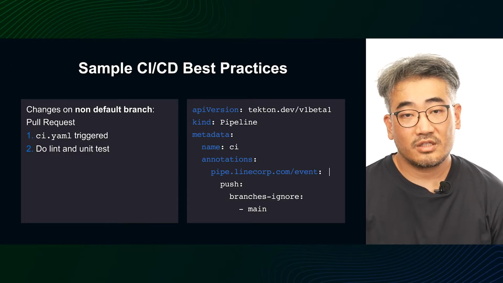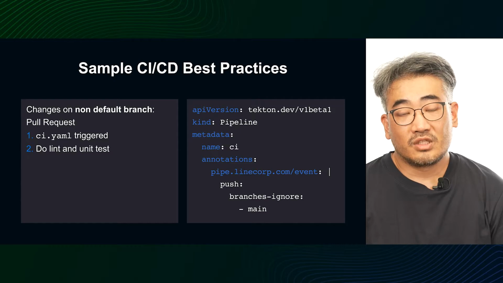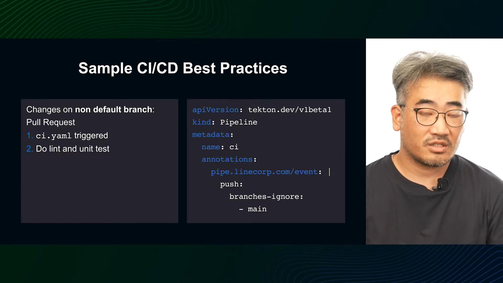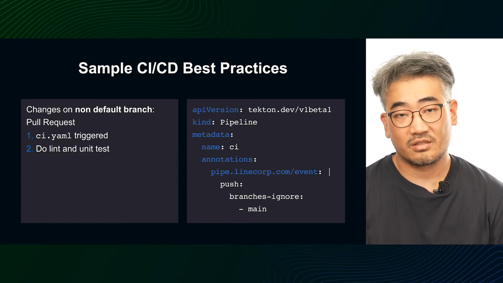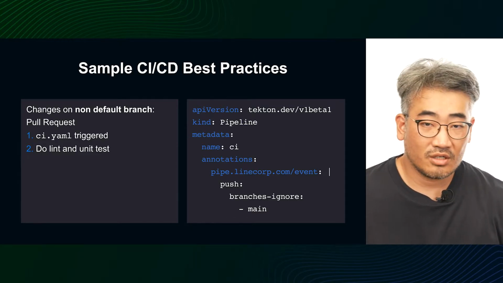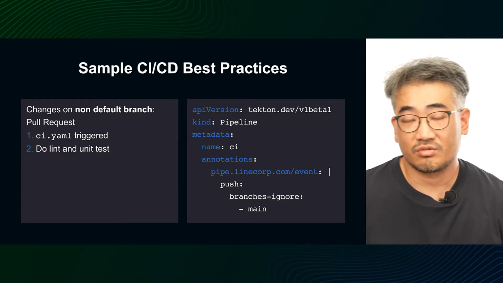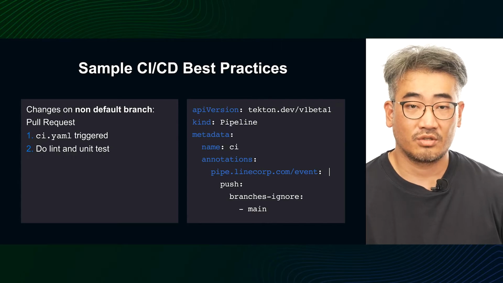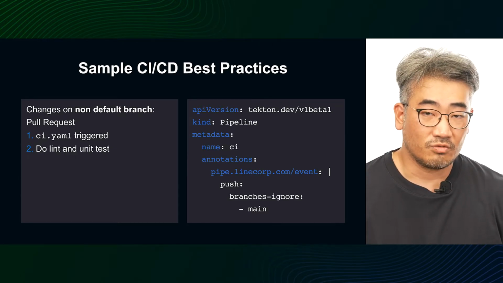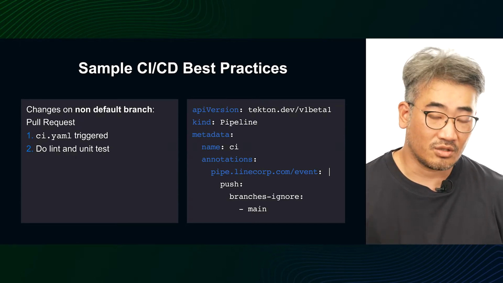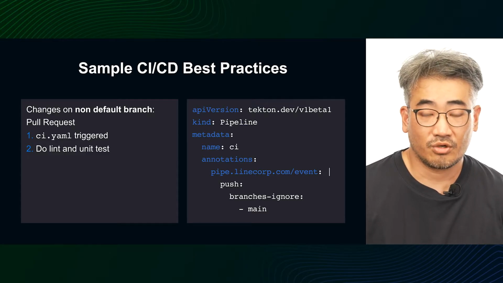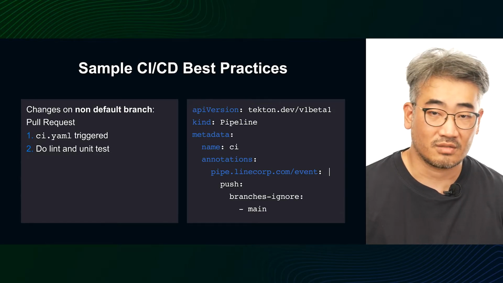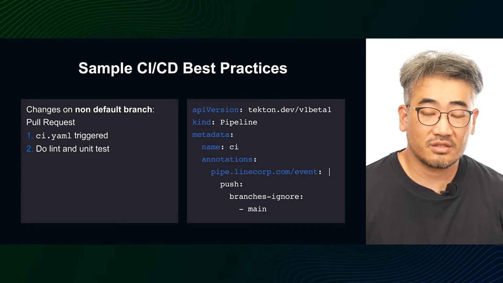First, ci.yaml. It's for non-default branch, and whenever there's a pull request, it's run. So what we do is that we run lint and unit test. Of course, there's also integration test as well that can be run. In this case, whenever there is a change in the external repository, it's run with the pull request. The syntax is on the right.